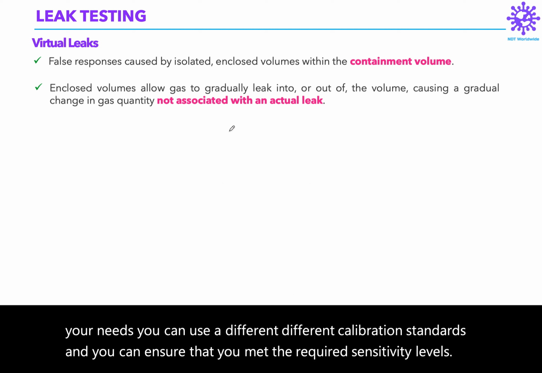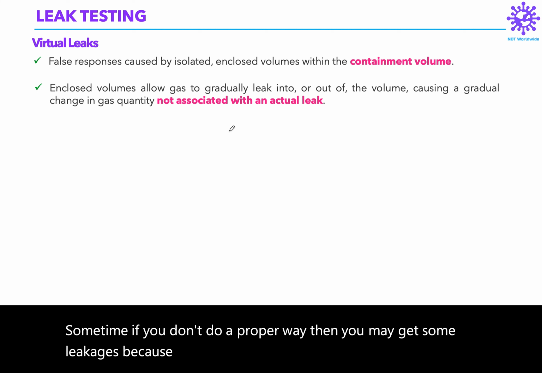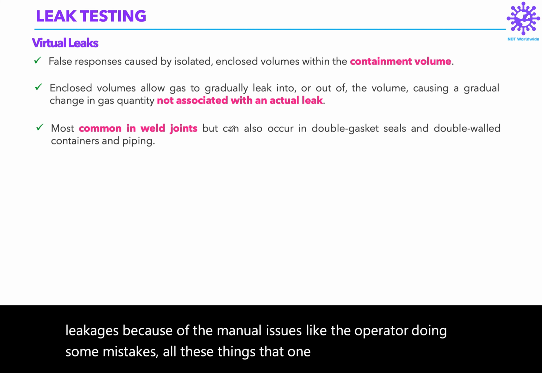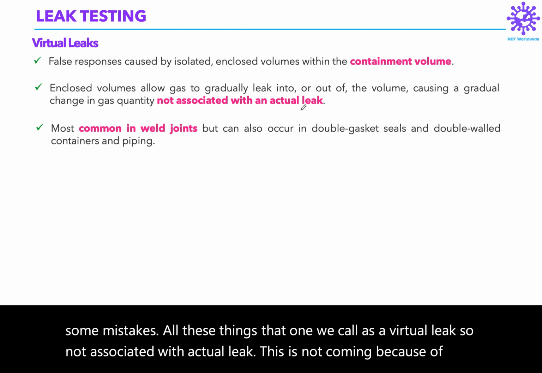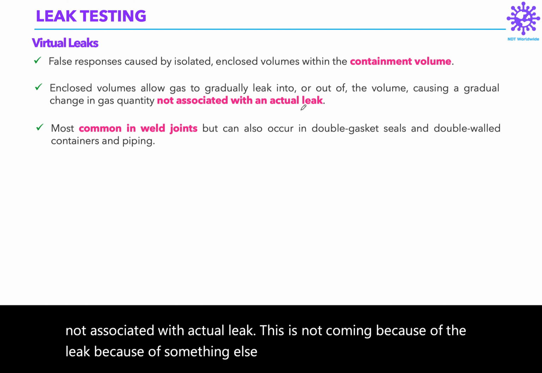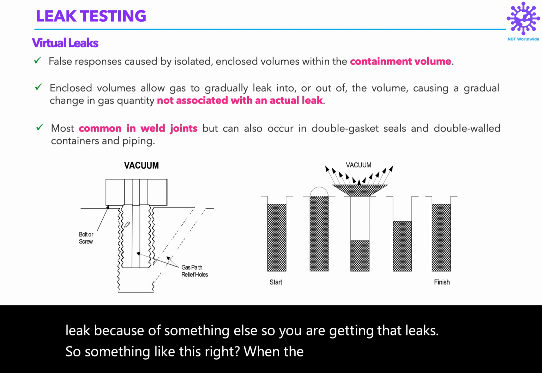Sometimes if you don't do it in a proper way, you may get some leakages because of manual issues, the operator making some mistakes, all these things. That is what we call a virtual leak, not associated with an actual leak. It is not coming because of a leak but because of something else, for example when the screwing of the system is not proper.